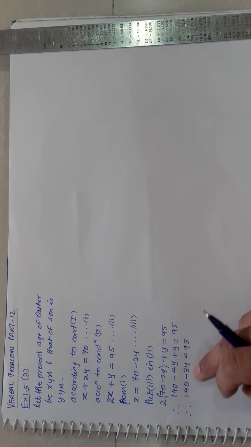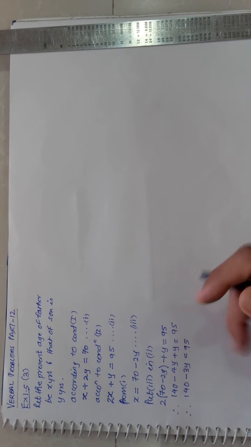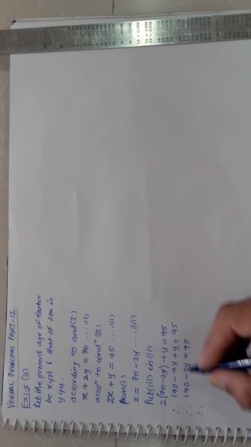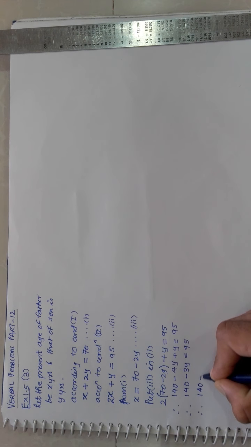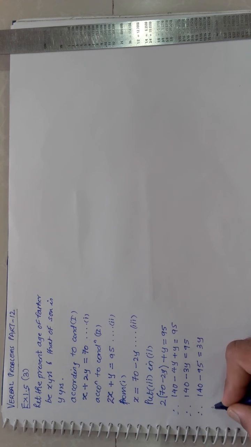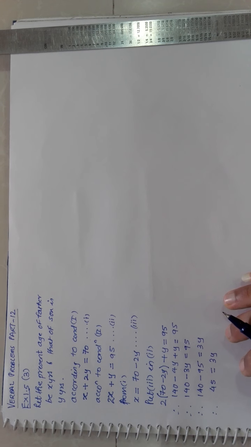But since here 3y is having negative sign, I will better bring this 3y to the right side and bring 95 from here. I will give it a change of sign and it will come here. That is 140 minus 95 will become equal to 3y. So obviously you will get 40 from here and 5 from here, so it will be 45. So 45 is equal to 3y. That means the value of 3y is 45.